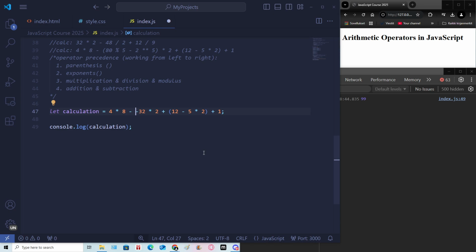Then we are going to go ahead and solve this one. So we don't have any parentheses inside of parentheses, and we don't have exponents either, but we do have a multiplication. 5 times 2, that's gonna be 10. Then we have 12 minus 10, which is going to be 2. Okay. Then we have only multiplication remaining here, and then addition and subtraction. So let's go ahead and calculate 4 times 8, that's gonna be 32. Then minus 32 times 2 is going to be minus 64. And then plus 2 plus 1.